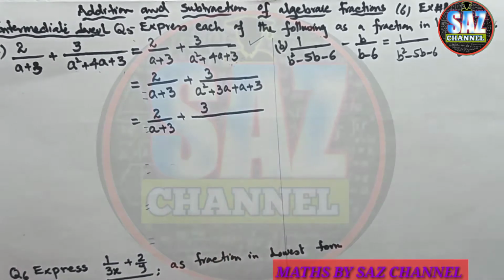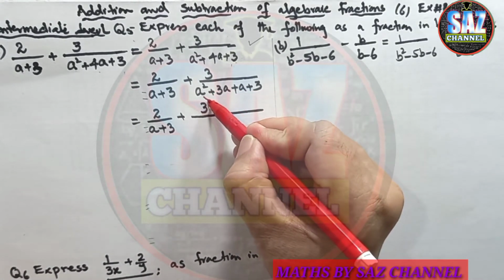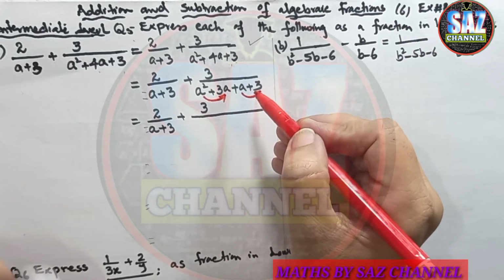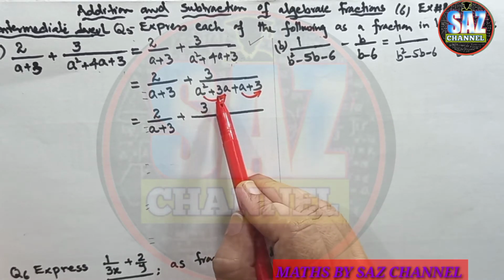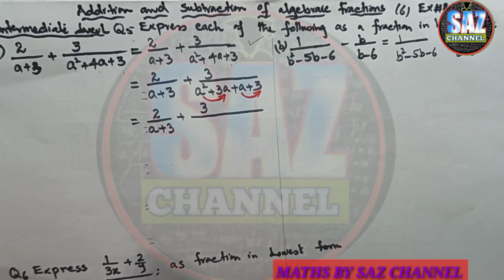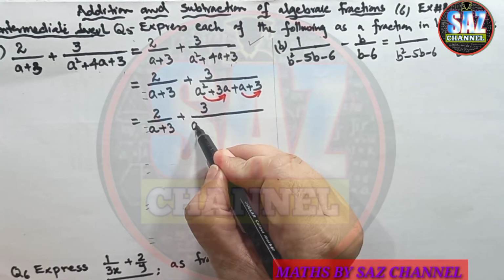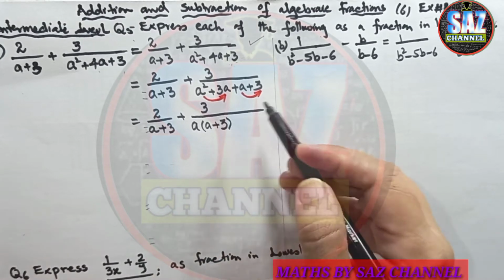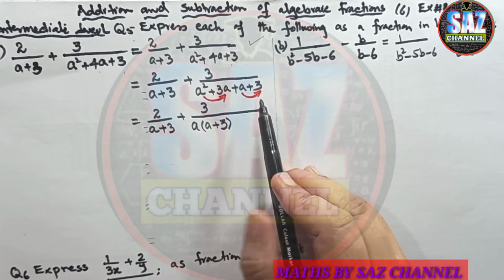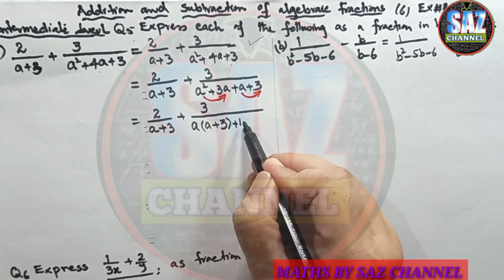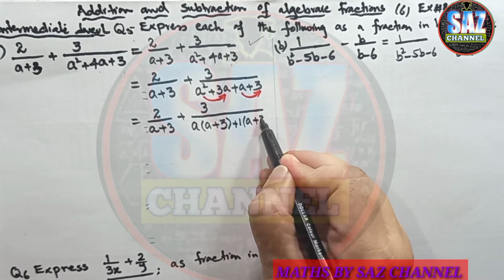upon, I have to make the groups of like terms in the denominator of the second fraction, and from each group I have to extract some letter or number as a common factor. If we look at the first group, a square plus 3a, I can pull out a as a common factor. So I will be writing a into a plus 3. If we look at the second group, we cannot find any factor common here, but we know 1 is a factor of every number. So I will write 1 here, and inside the bracket I will write a plus 3.